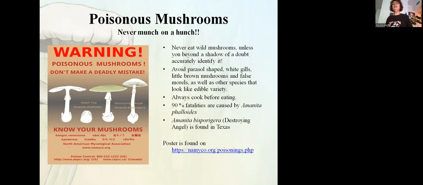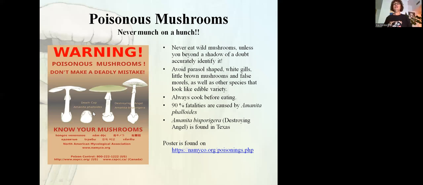90% of fatalities are caused by the death cap, Amanita phalloides, and it looks just like this. And, you know, even some of the edibles look just like that. Claudius, one of the emperors, was poisoned because his favorite food was the Amanita caesarea, which is edible. And his wife, I guess, arranged it so that he would eat the bad phalloides. And that's how he died.